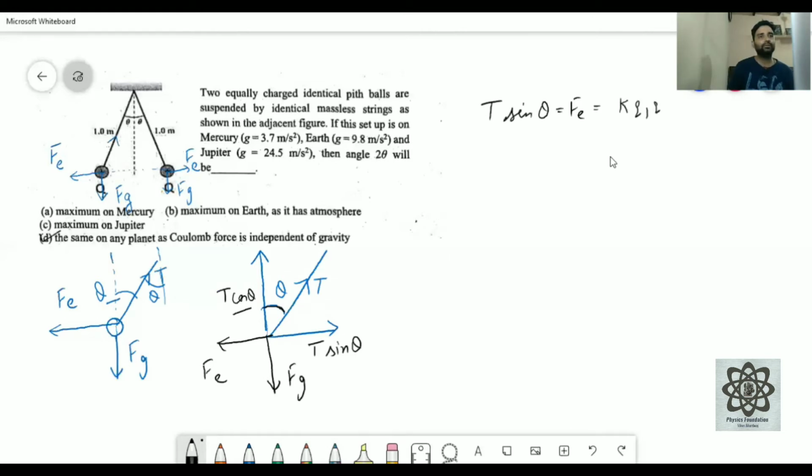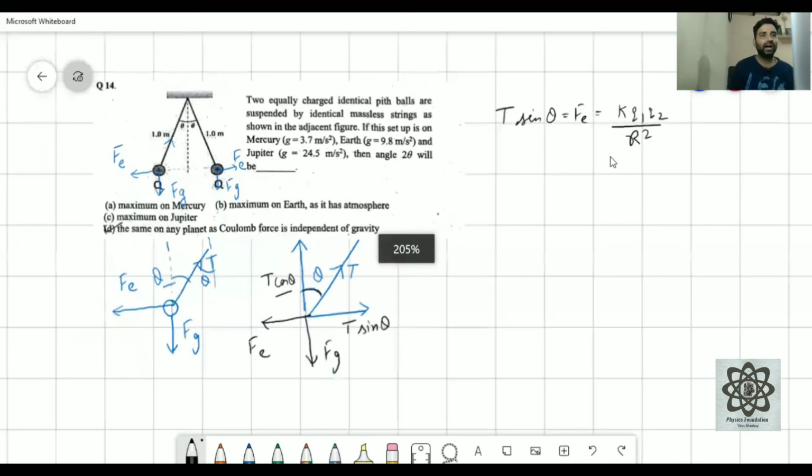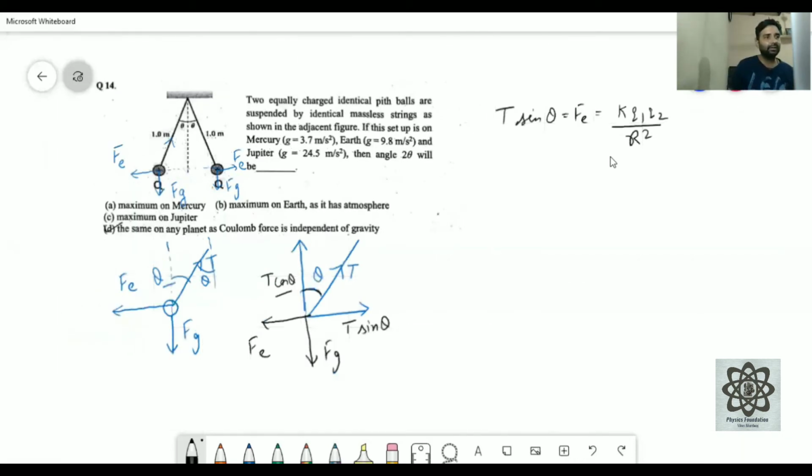So if we say T sin theta is equal to Fe, this electrostatic force will be K Q1 Q2 by R square. Here R is the distance between the charges. We can place it in terms of L, but right now it is not required, so we are not doing it. The charges Q1 and Q2 are also identical, so we can write K Q square upon R square. So T sin theta is equal to K Q square upon R square.